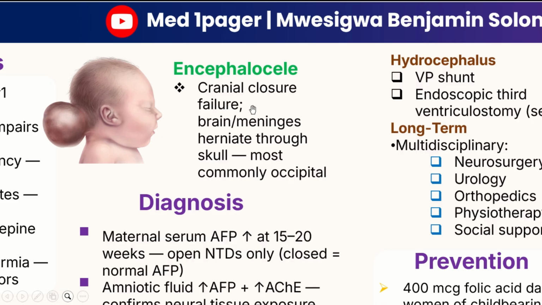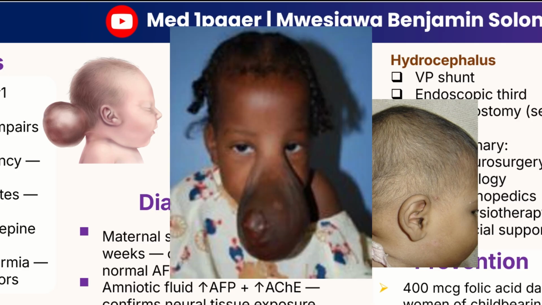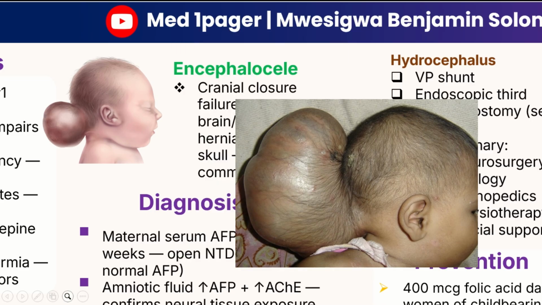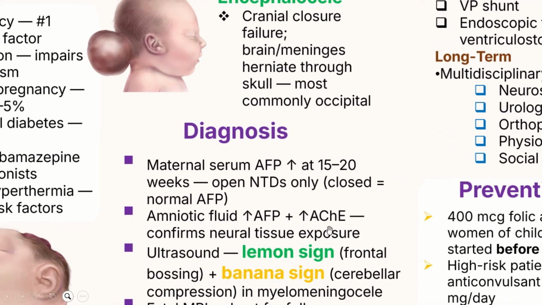Now, this one has nothing to do with the neural tube, but the cranium fails to close, and because there's no exposure of the neural tissue to the amniotic fluid, we are going to have the brain intact. But because the cranium is leaving a space, the brain is going to herniate through that space at the skull. And the most common location is the occiput. Sometimes it can be on the nose, it can be anywhere, but most of the time it's on the occiput.